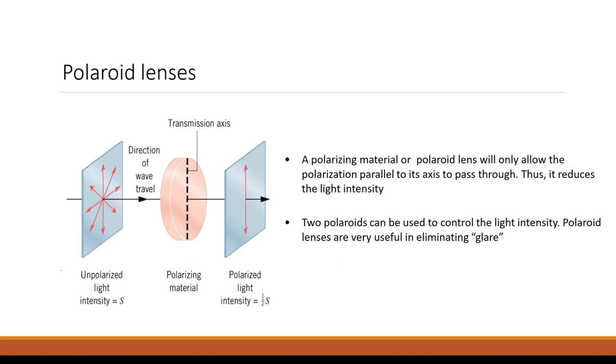And so similar to before, we have unpolarized light with an intensity of S. If we have a transmission axis in our polarizing material, if it's only allowing vertical waves for this particular filter, then we get a polarized light intensity after the fact, and the rest of it is absorbed, and the polarized light intensity is half of the original. And so we can eliminate glare in our photos using this concept.